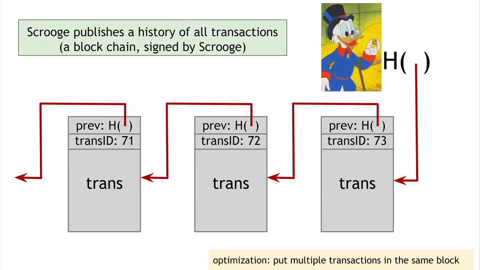So this is a little bit more complicated in terms of data structures, but here's one of the key ideas, that Scrooge is going to publish a history of all the transactions that have happened. This will be a blockchain, that data structure we talked about before, and it will be digitally signed by Scrooge. So anyone can, and it looks like this, of course.